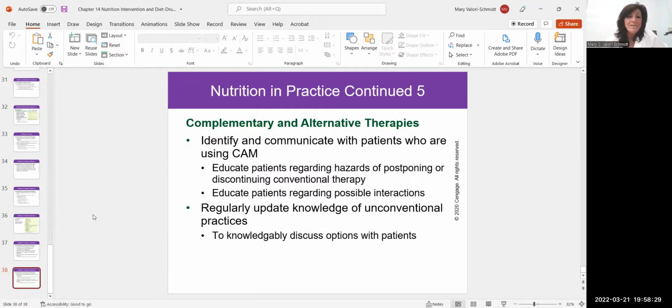And they say that this complementary and alternative therapy that was the mission is to educate patients regarding the hazards of postponing or discontinuing conventional therapy and going with, I had a hospice patient that had stage 4 cancer and went to Hollywood, Florida to get vitamin C infusions because it was going to cure her cancer. Took her last savings. I don't know how people sleep at night.